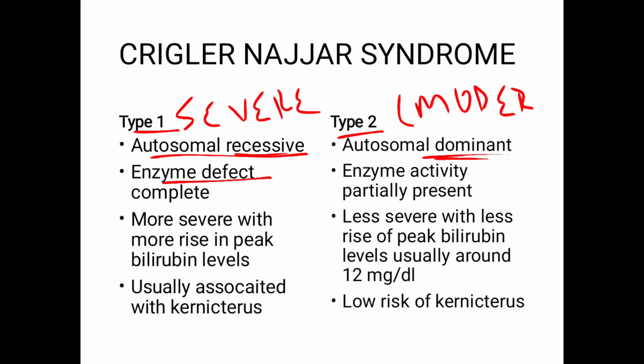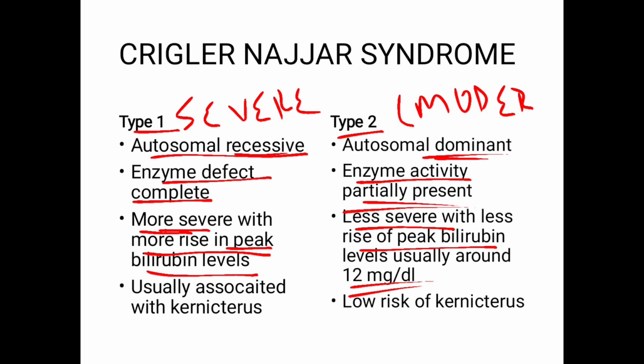So the enzyme defect over here is complete, that is, it is a severe defect, and over here the enzyme activity is partially present. Type 1 is more severe, and you have a greater rise in the peak bilirubin levels that occurs early on in the disease process as well, and type 2 is less severe with less rise of peak bilirubin, usually around 12 milligrams per deciliter.